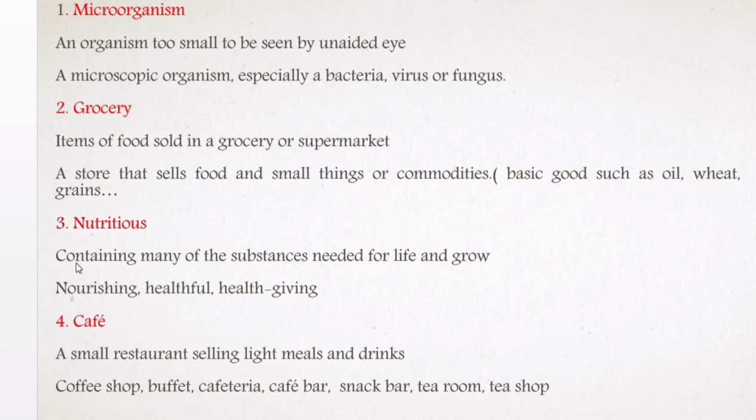Third one is nutritious. The meaning of nutritious is containing many of the substances needed for life and growth, like nourishing, healthful or health giving. Again, nutritious means containing many of the substances needed for life and growth. And then fourth word is cafe. Cafe means a small restaurant selling light meals and drinks. The synonyms of cafe are coffee shop, buffet, cafeteria, cafe bar, snack bar, tea room or tea shop.